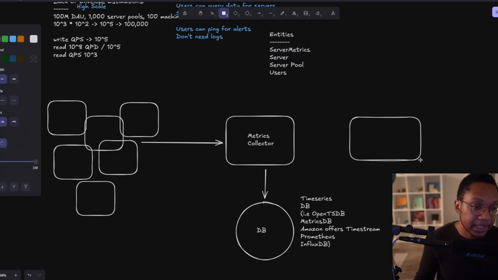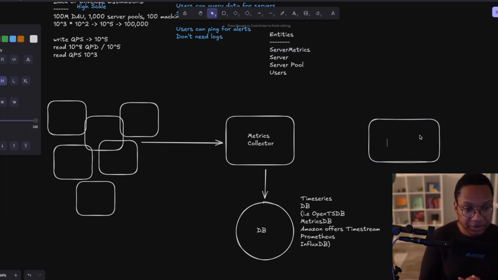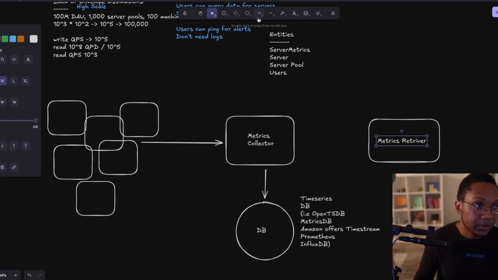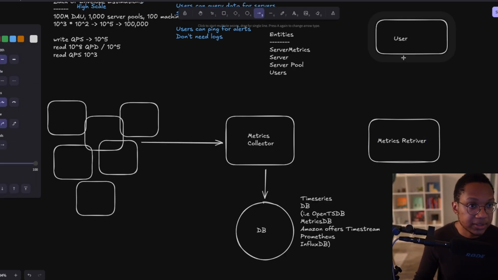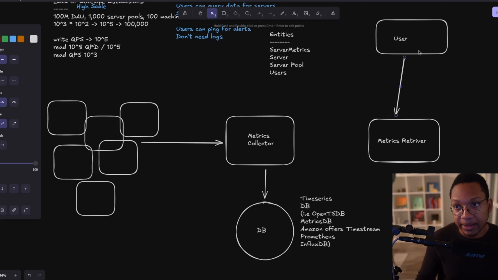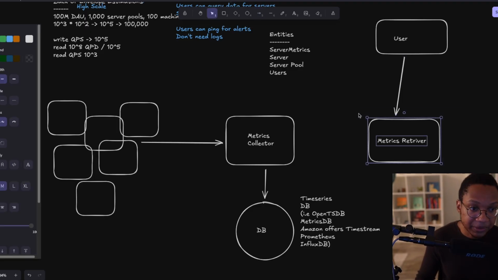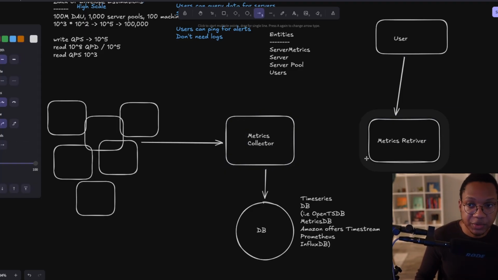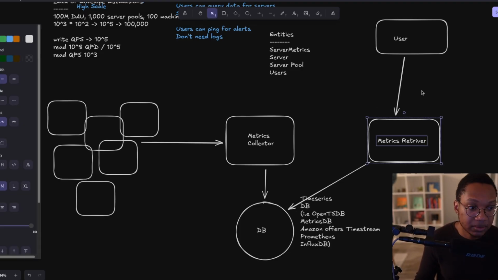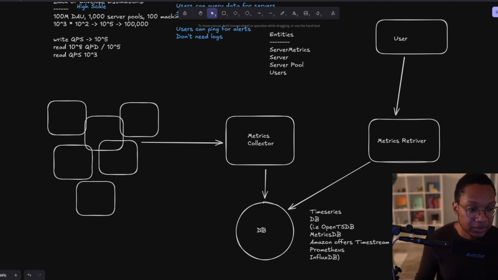Now there's an interesting thing that we can do, right? Which is a metrics retriever. And so we can have a user who wants to grab metrics, and we just have them ask the retriever. So we have a microservice kind of architecture, where we split up the work for different bundles and different teams and different groups. We can have that query the database directly.